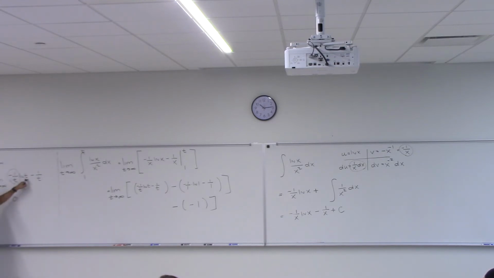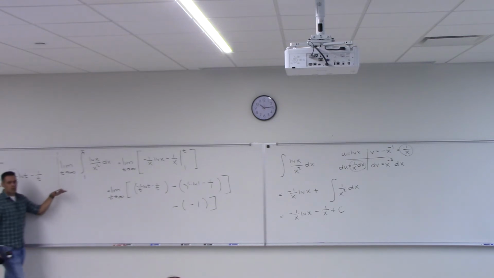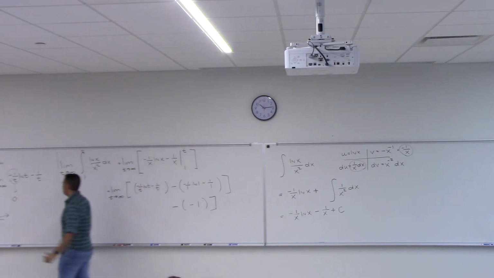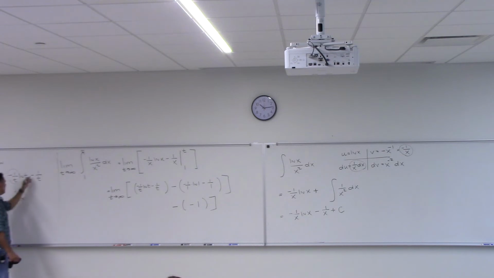But natural log of infinity, think about the natural log function, what it looks like. This is natural log, right? And as you go to infinity, it grows slowly, but it grows, right? So it goes to infinity as well. So this is 0 times infinity. And then minus, and then 1 over infinity is 0. So again, do you see we still have the problem here?